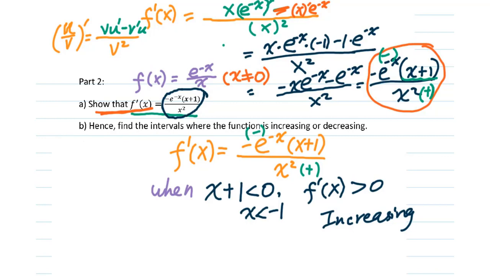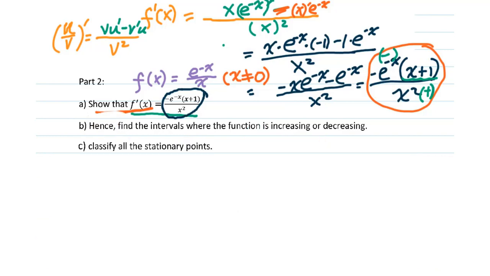If your question didn't say "hence", then you just need to go to the graphing calculator, like y1 equals e to the negative x over x. You graph, you can get the interval. When they say "hence", that means they expect you to use the first derivative to get the interval for increasing or decreasing function. Next, classify all the stationary points.